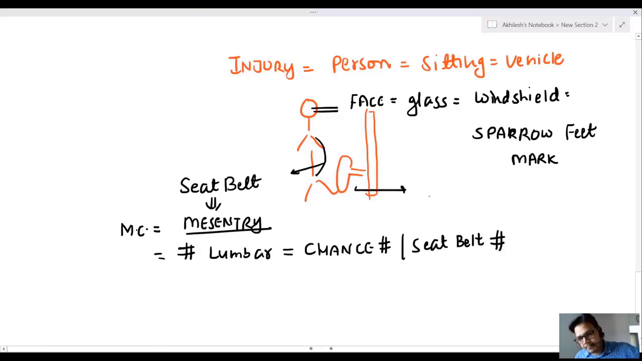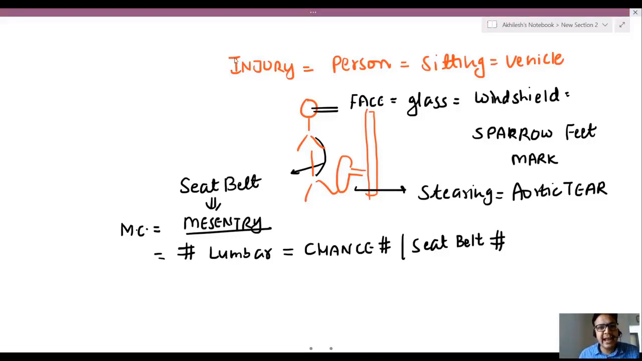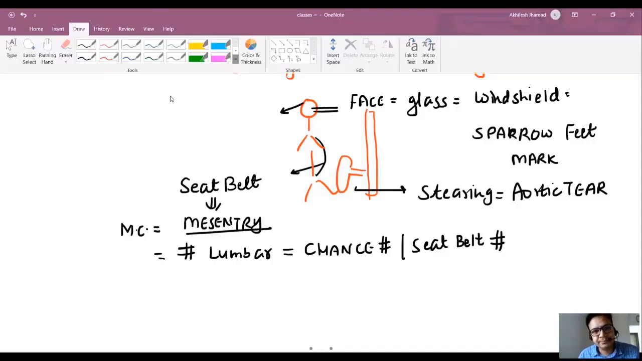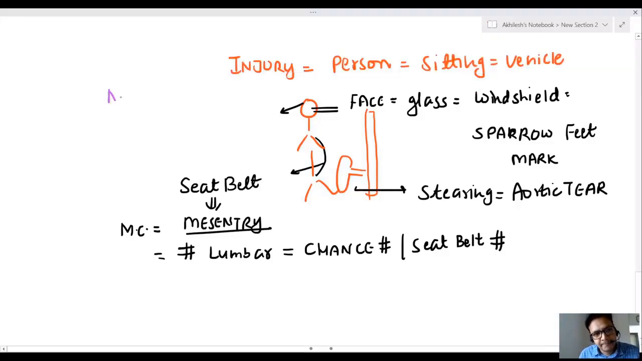The steering tearing produces aortic tear. Aortic tear. The neck goes into hyperextension, and there is an injury of the spinal cord.